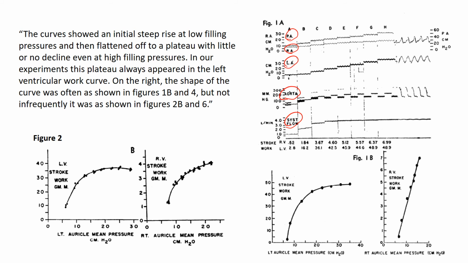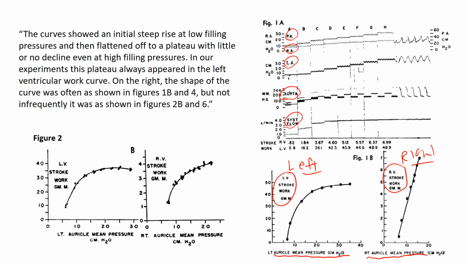And to understand the connection between the preload and the contractility, they plotted right and left atrial pressure. Okay, this is the left here, and this is the right here. Left and right atrial pressure versus right stroke work or left stroke work. Okay, so remember, stroke work is the area of the pressure volume loop. So we have a left Frank-Starling curve and a right Frank-Starling curve. And so the first important point: there's no descending limb, okay, for either one of these curves.